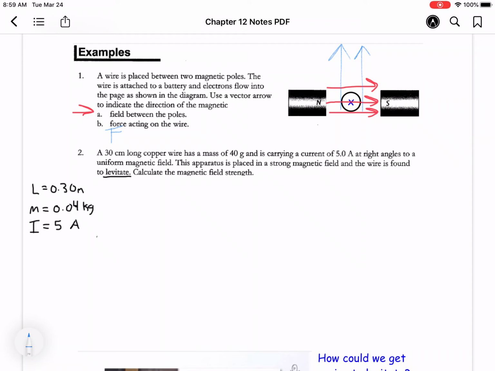Now, a 30 centimeter long copper wire has a mass of 40 grams, which I've noted here as 0.04 kilograms, and a current of 5 amps at a right angle. So I've got those all written down here. 5 amps, 0.3 meters for the length as well. And the apparatus is placed in a strong magnetic field, and the wire is found to levitate. So it's levitating, calculate the field strength.